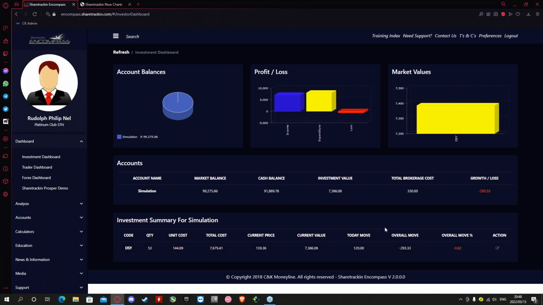Okay, but as time goes along, we will be adding places like Easy Equities and IG, and ABSA and Nedbank and FNB's brokerages as well. Okay, so that is in the pipeline.